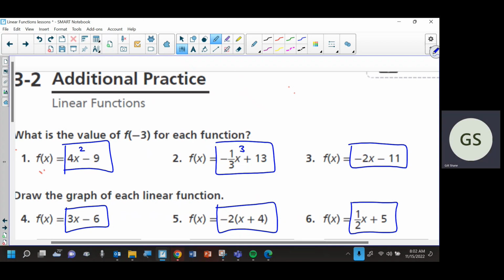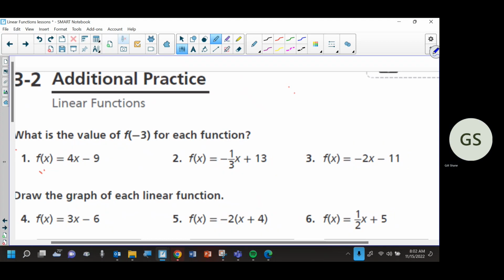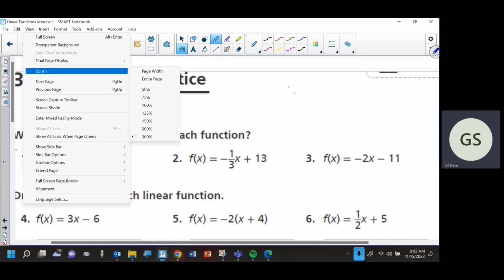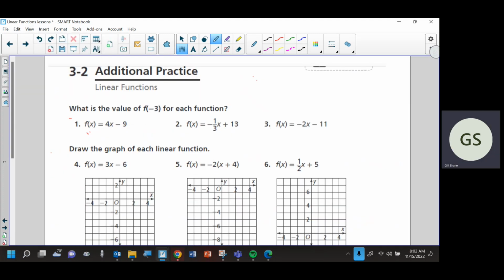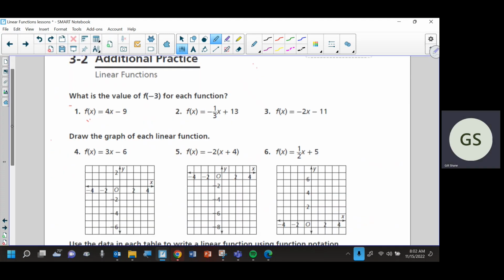I'll be honest, this is the one I was most surprised by, the next thing, from a graph. I thought everybody was going to get the ones from a graph, right? A lot of people didn't get them. So here's a graph.